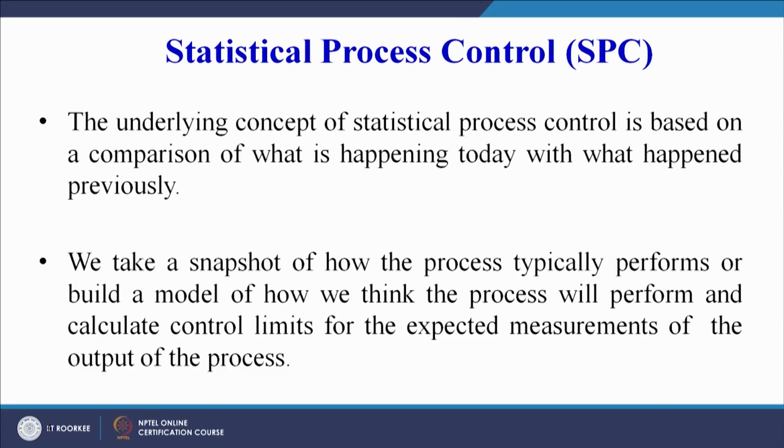So again, I am reading this sentence, that is what statistical process control is all about. We take a snapshot of how the process typically performs, so we know what the expected outcome is, what the mean value of the measurement that we want to take is, or build a model of how we think the process will perform and calculate the control limits. So we know the mean value, we can see what the control limits can be for this process and for the expected measurements of the output of the process.